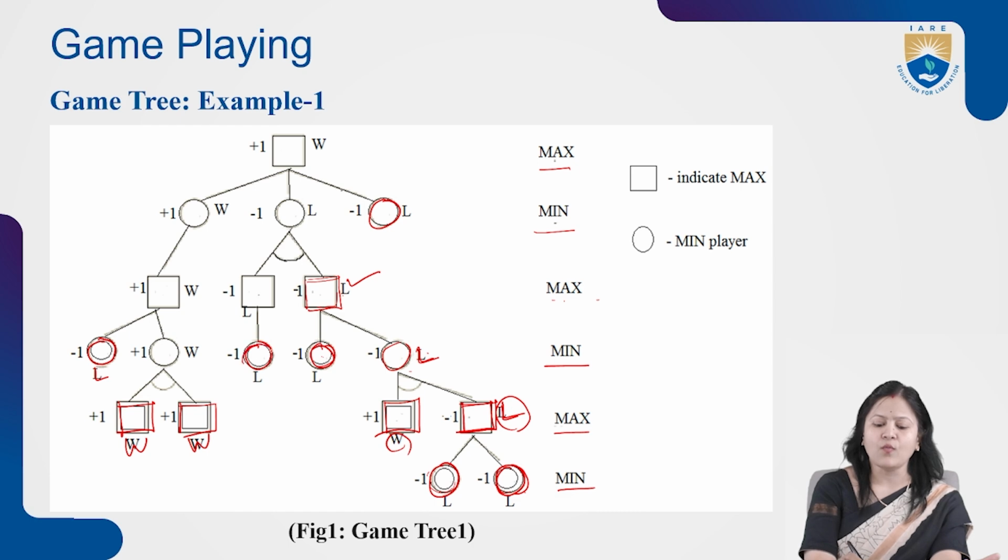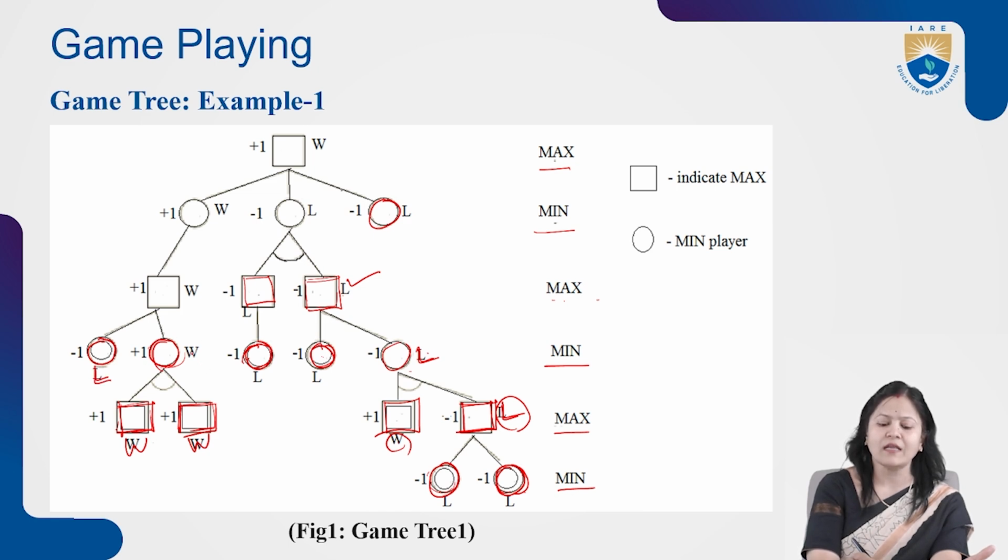Now here only one child is there, so definitely the parent would be L only, and the parent is in the max layer. Now come here, these two are W, win, and the parent is present in the min player. Okay, because the circle means min, no need to check this one also, it is the min. So min can be W. If both the players are W, definitely min will be W.